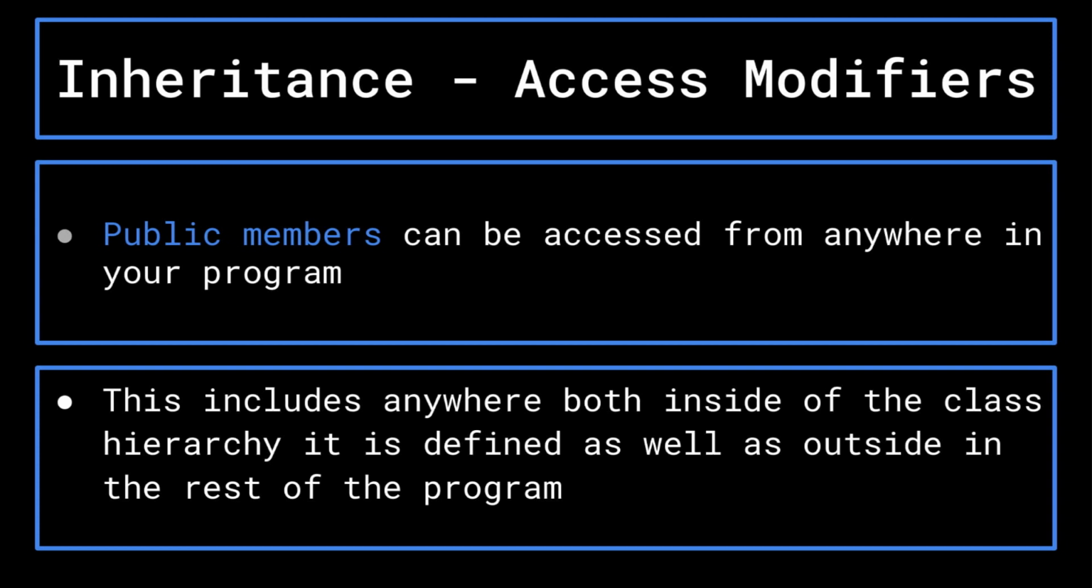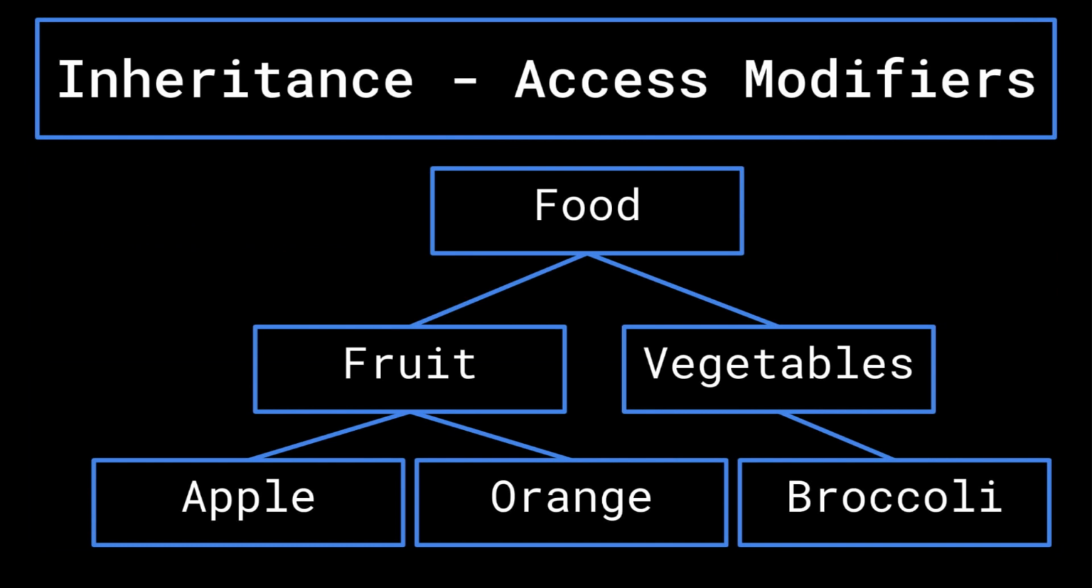To better understand this modifier, and those to come, look to the example class hierarchy on screen that represents different foods. For each example, the member in question will be defined in the fruit class. Green classes have access and red classes do not. As you can see, a public member being defined in this class, or anywhere else, can be accessed from anywhere in your program.